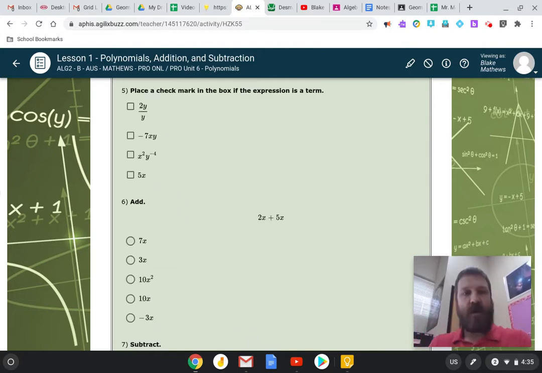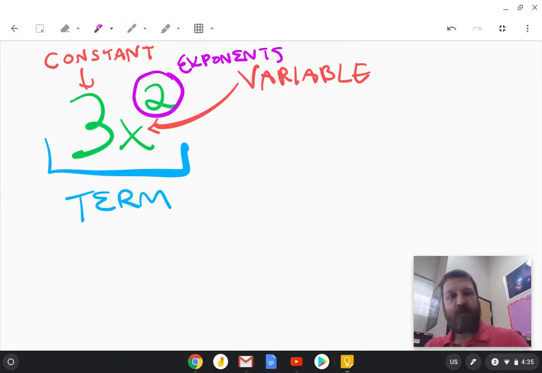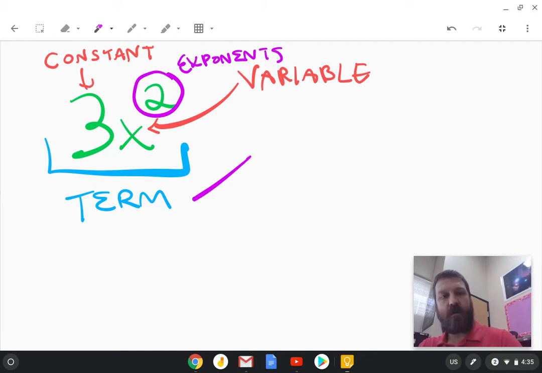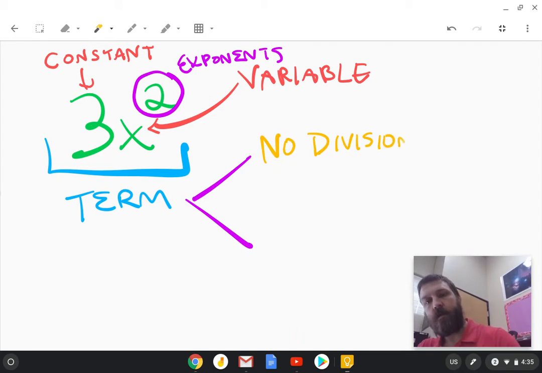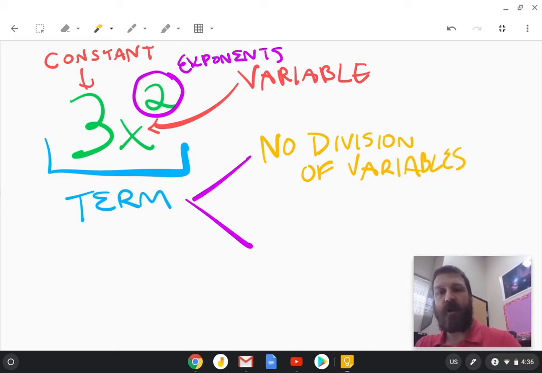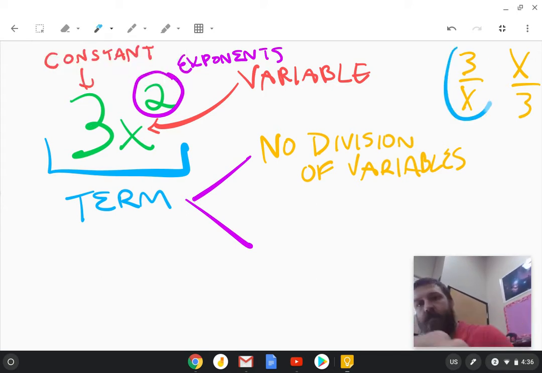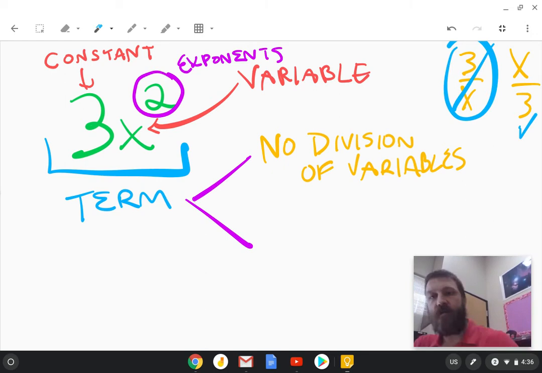So there are some things that cannot be present in a term. In a term, the two things that you cannot have: there can be no division of variables. Now, that really just means that you cannot have a variable in the denominator. So 3 over x versus x over 3. This is a no. This is good.